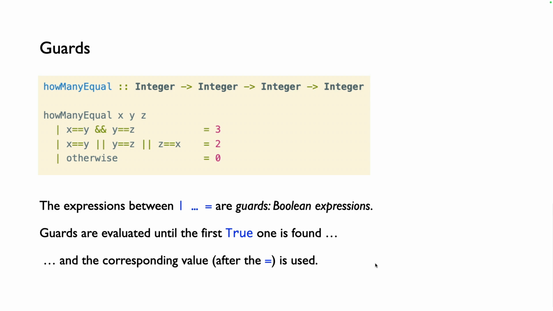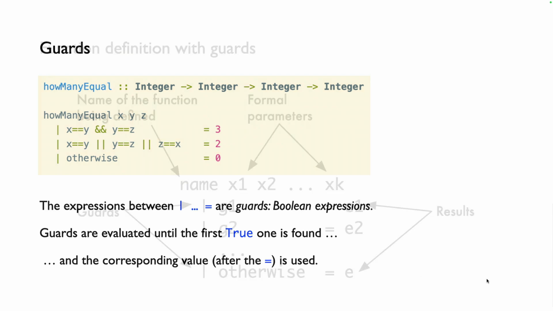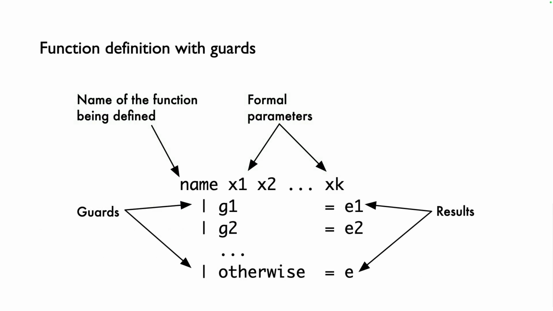So here we see the definition, and what a general definition with guards looks like is this, that we have a name of a function, we have the parameters to the function, and then we have a number of guards, and corresponding to each of those is a collection of results. So we can have as many guards as we wish. Remember, they are read sequentially. We can include an otherwise if we wish. It's not mandatory, but it's good practice always to include an otherwise.